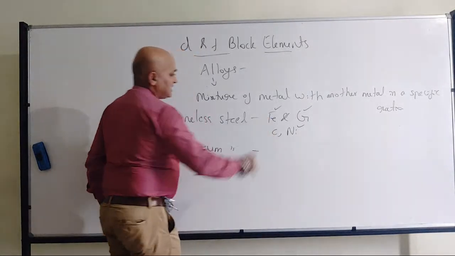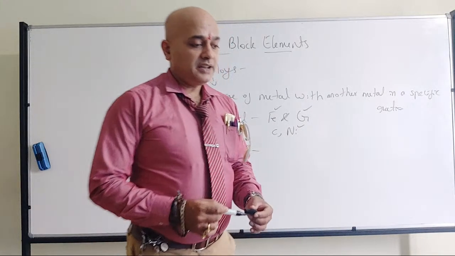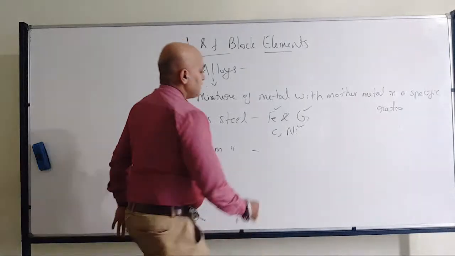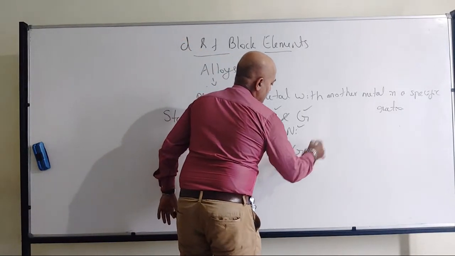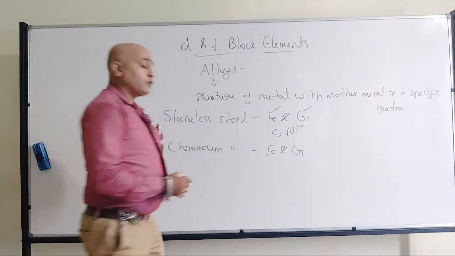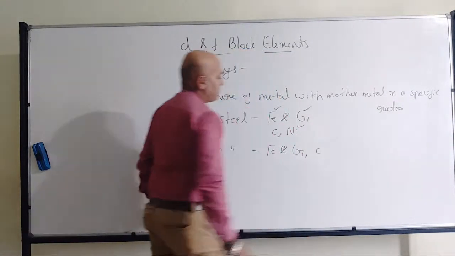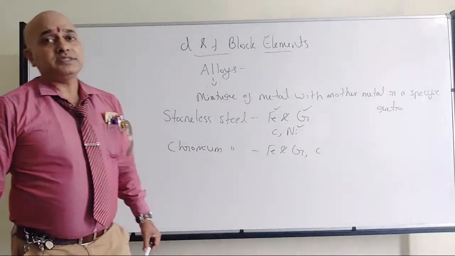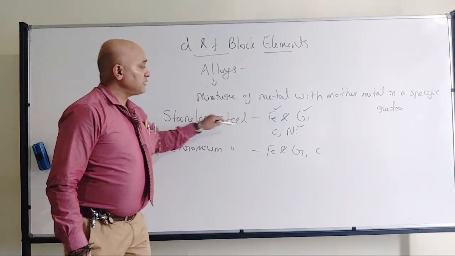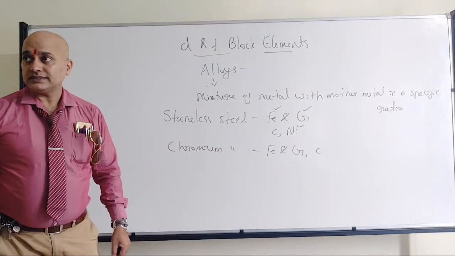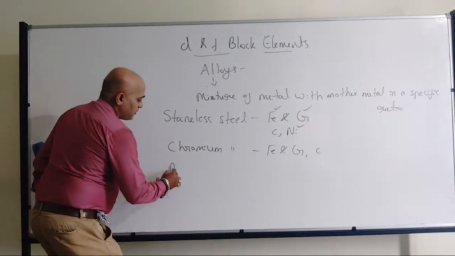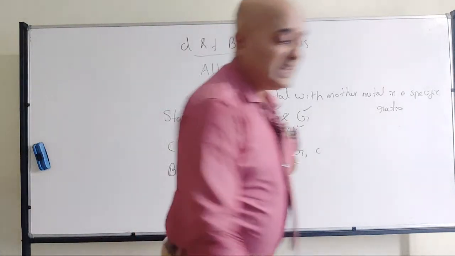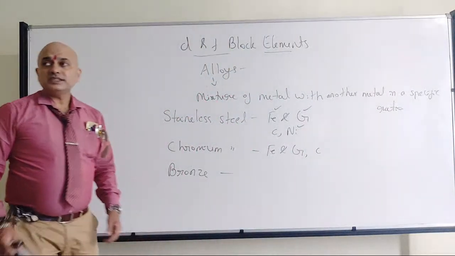Stainless steel, all of you know, is used in utensil preparation. Then we have chromium steel, which will be used for armor preparation. Here iron and chromium will be the ones, and nickel will not be there. Iron and chromium, and to some extent carbon. So that's where we have chromium steel. So we see iron and chromium in these two alloys, right? In the same way we have bronze. Can any one of you tell me what bronze is made up of?